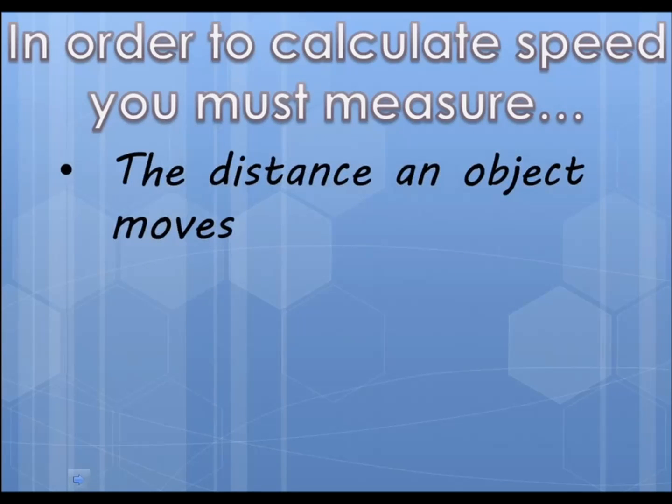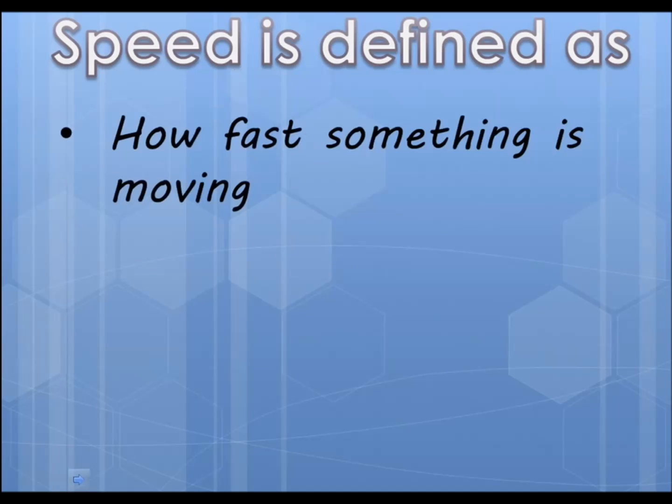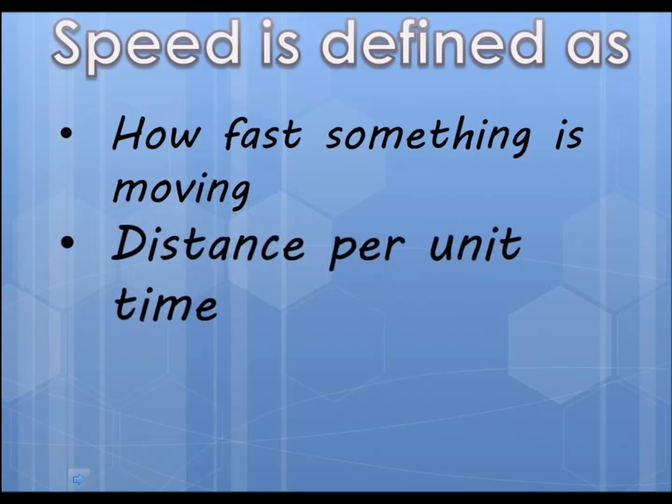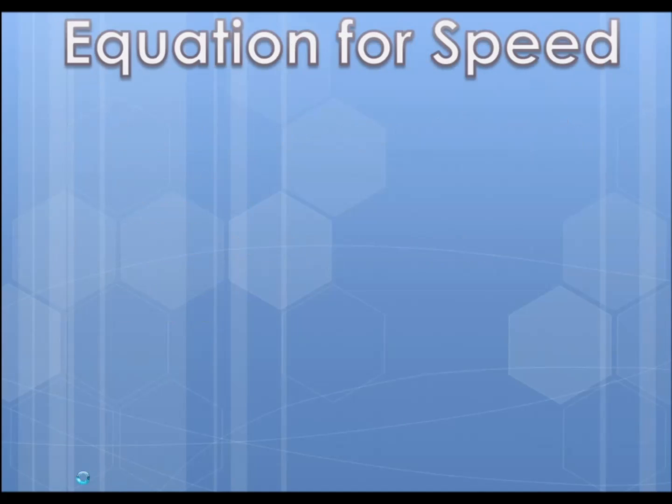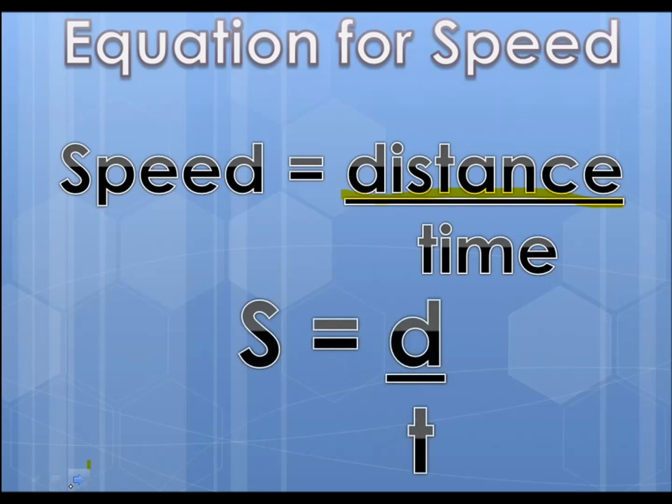We need to measure the distance an object moves and how long it takes the object to move, or the time it takes. So speed is defined as how fast something is, and that's probably how you defined it in the past. But now the more technical term for that is distance per unit time. That's the technical term for it, okay? The equation for speed is going to be exactly what we just said. Speed is distance divided by time. And the abbreviations for that: speed is going to be S, distance is D, and time is T.